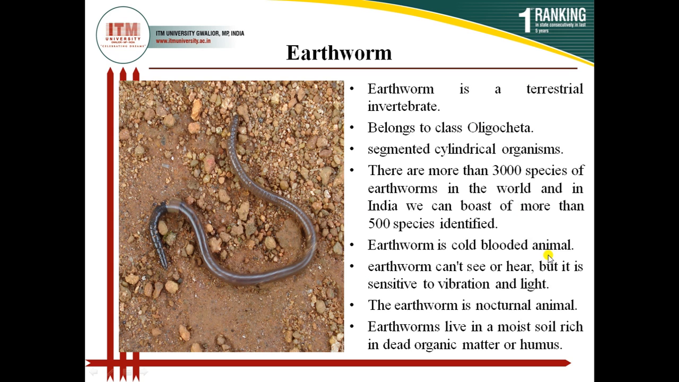Earthworm is a cold-blooded animal. If you remember your high school or intermediate zoology, animals are of two types, warm-blooded and cold-blooded. We are warm-blooded. Snakes, frogs and earthworms are cold-blooded animals. Earthworm cannot see and cannot hear.